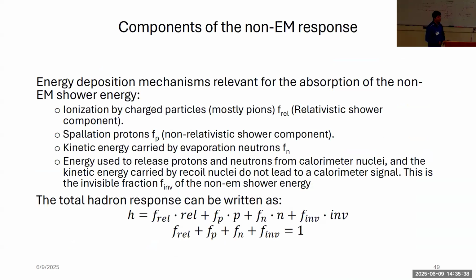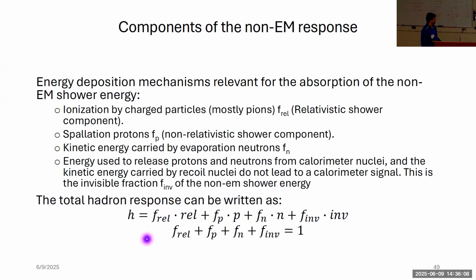Okay, so what about the non-EM response? So the non-EM part, we can write this H as composed of several components. So we can basically have a relativistic part, that's basically the ionization loss of, say, charged pions in the shower. There's ionization loss of protons. There's energy loss due to slow neutrons, and then there's this invisible energy part.